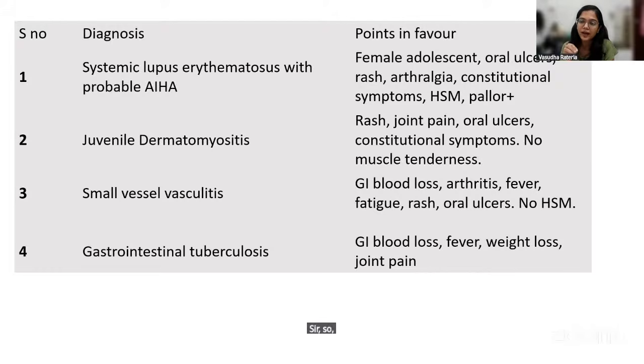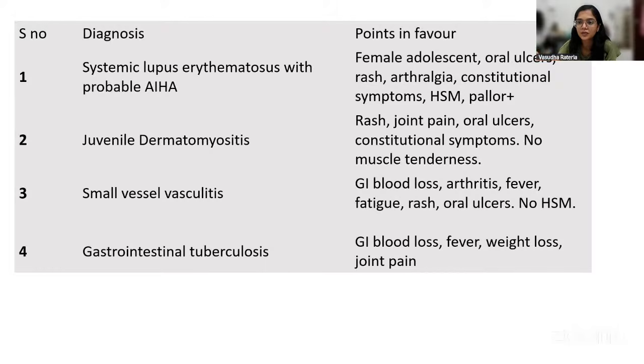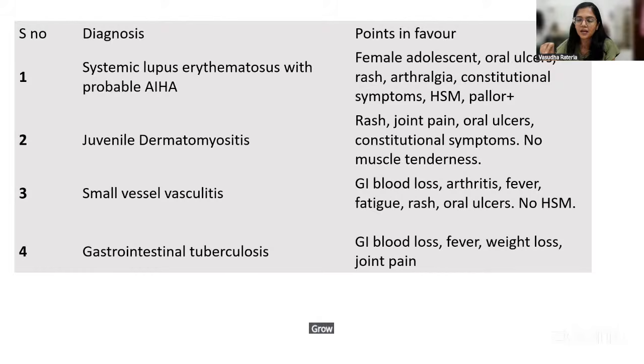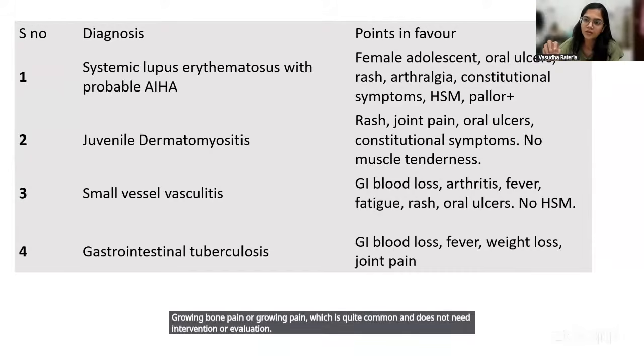Joint pain, always we have to see whether it is articular or extra-articular. If it is extra-articular, then it could be a pain amplification syndrome, or a somatization disorder. Or in growing children, there is something called growing bone pain or growing pain, which is quite common and does not need intervention or evaluation. For the articular pain, we have inflammatory causes and non-inflammatory causes.